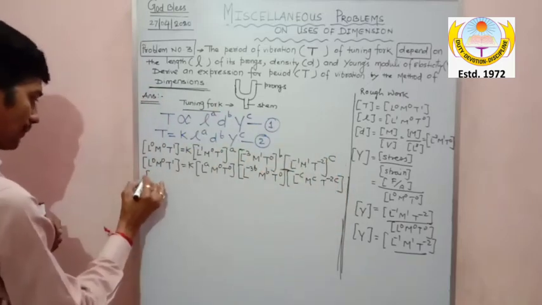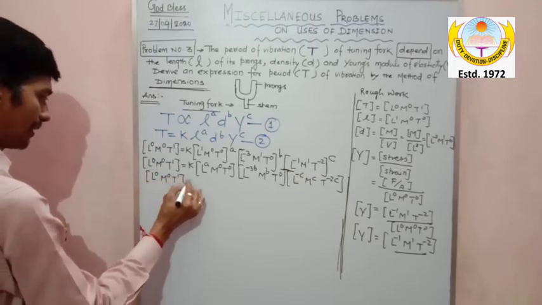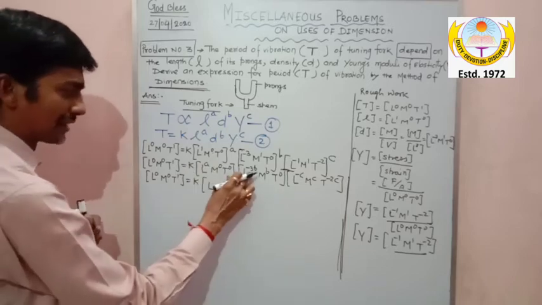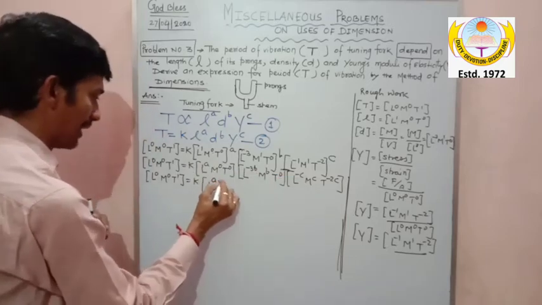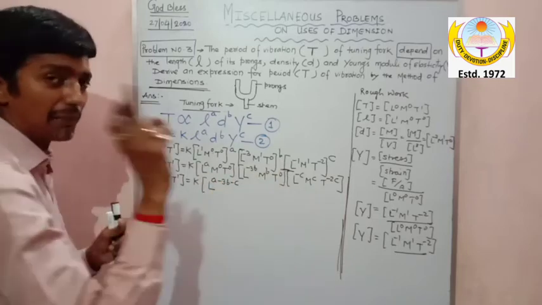Now next step, this is L power 0, M power 0, T power 1 is equal to K. This is L power, here it is A, here it is minus 3B and here it is minus C. So this is A minus 3B minus C. It should not be any mistake, my dear.